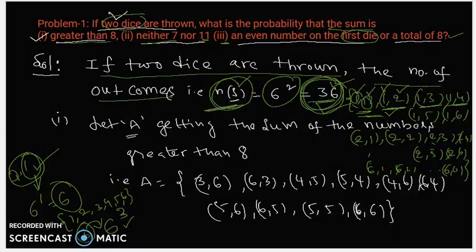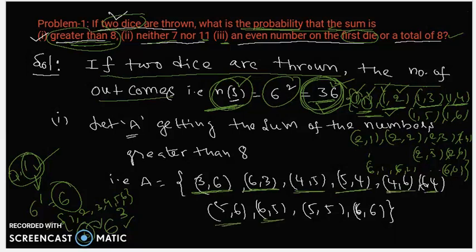Okay. So in this problem, the first subproblem is the sum is greater than 8. How are we going to find the probability that the sum is greater than 8? To find this first subproblem, we need to write all outcomes for which the sum is greater than 8.